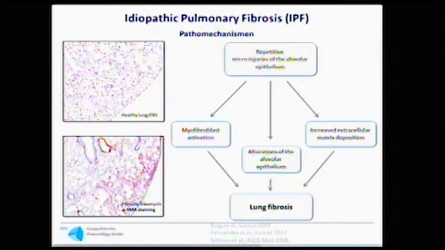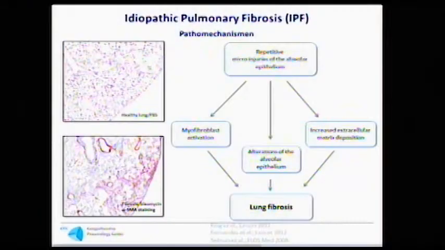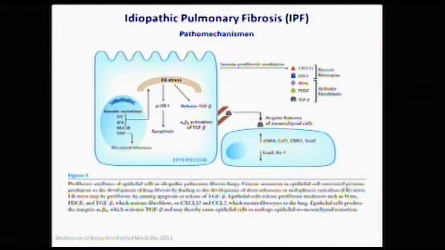So on the left-hand side here again, now you see a similar architecture and histology, but this is now from the animal model which we normally use for idiopathic pulmonary fibrosis, which is the bleomycin model. Again, you can see here the fibroblast deposition, and what we believe normally happens is that we have an initial repetitive injury of the alveolar epithelium, so this seems to be the major target in pulmonary fibrosis, and that this leads then to alterations in the epithelium itself, but also to myofibroblast activation and increased extracellular matrix deposition.